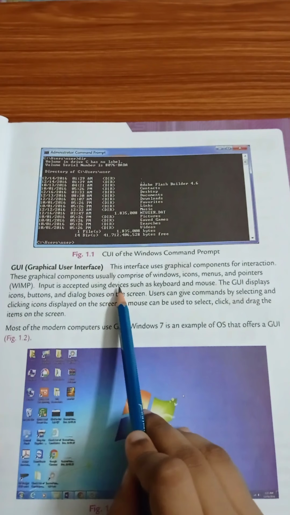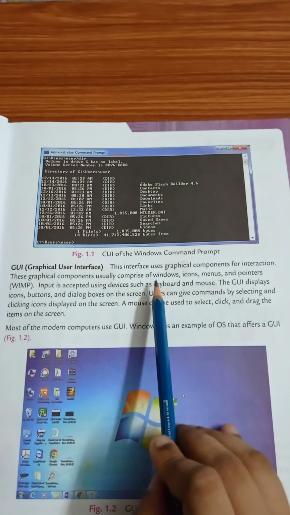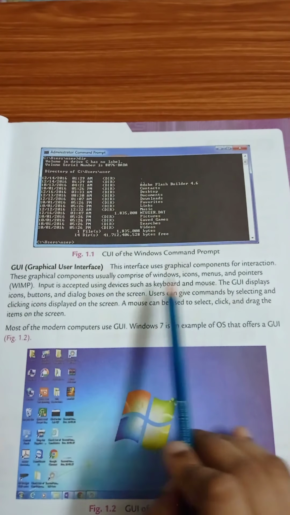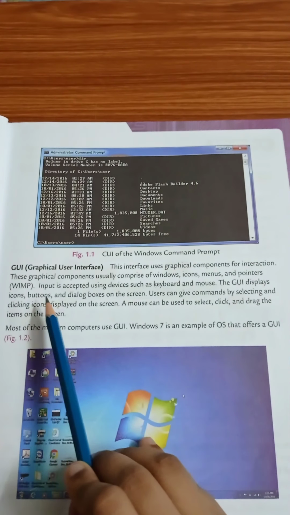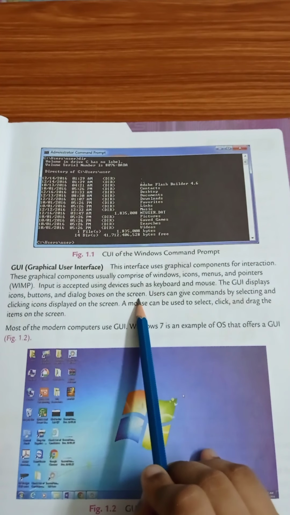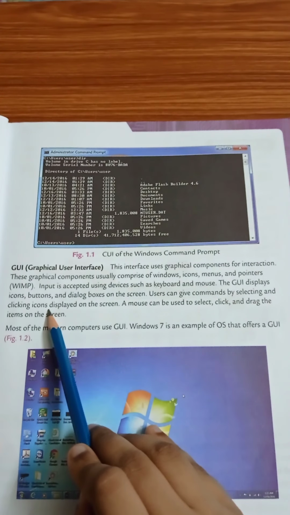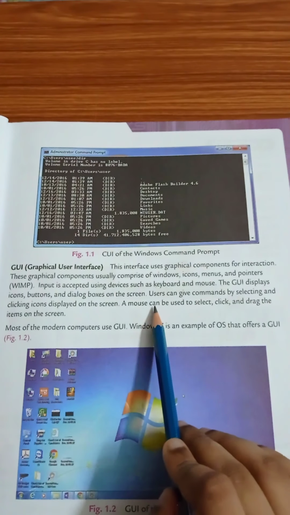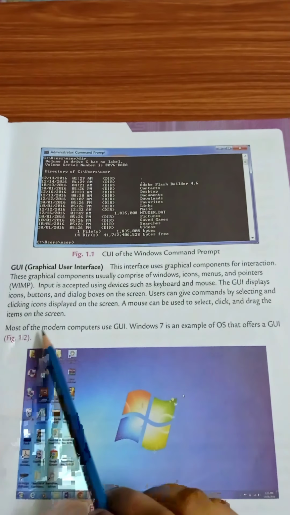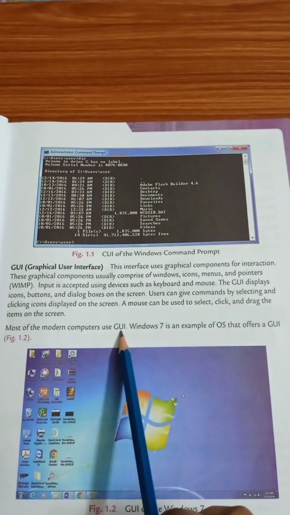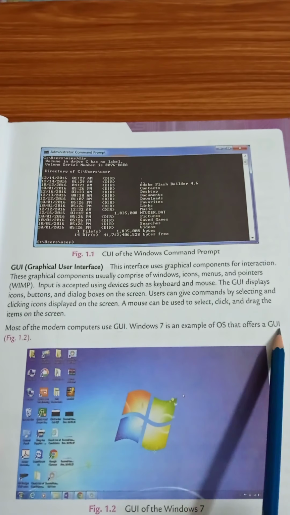Input is accepted using devices such as keyboard and mouse. So GUI supports keyboard and mouse as input devices. The GUI displays icons, buttons and dialog boxes on the screen. Users can give commands by selecting and clicking icons displayed on the screen. A mouse can be used to select, click and drag items on the screen. Most modern computers use GUI. Windows 7 is an example of an OS that offers GUI.